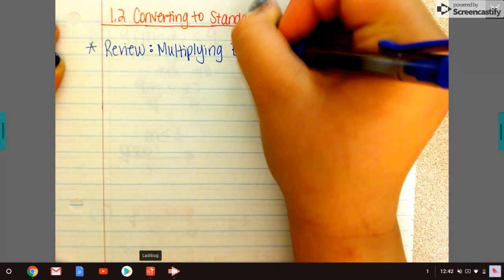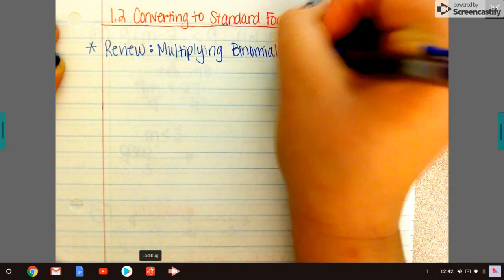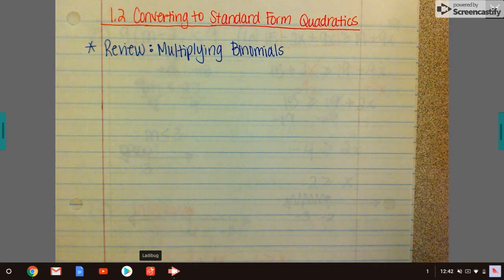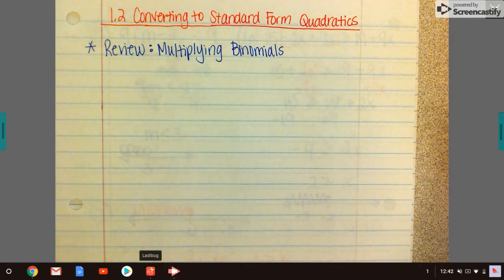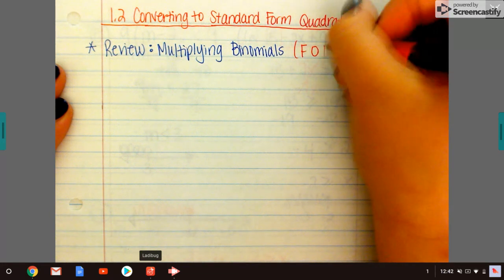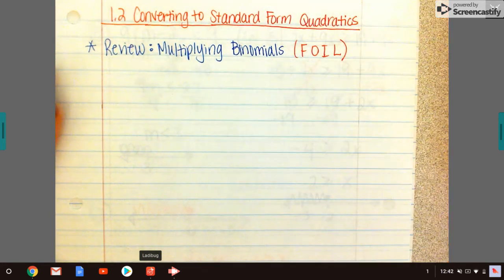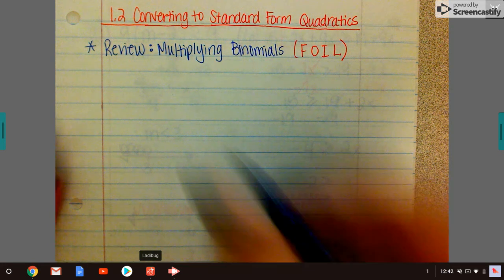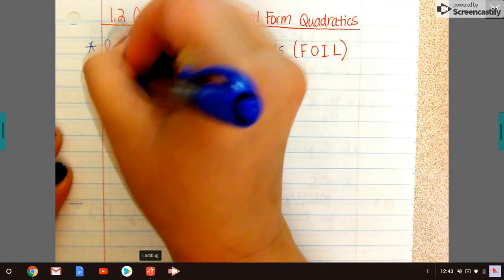Multiplying binomials. So binomials are those with two terms. So we're going to have two binomials, two things that both have two terms that we multiply. Let's review that. We usually hear it all called FOIL. So if you are foiling, that's what you've heard of. Let's do a quick example of that.